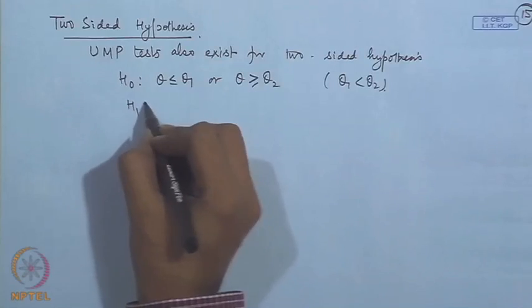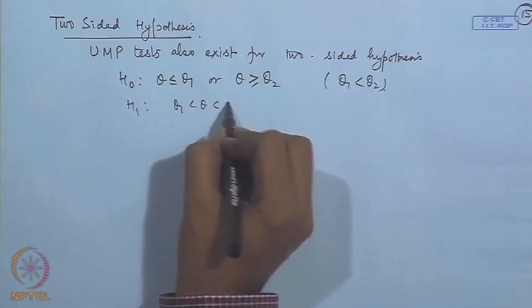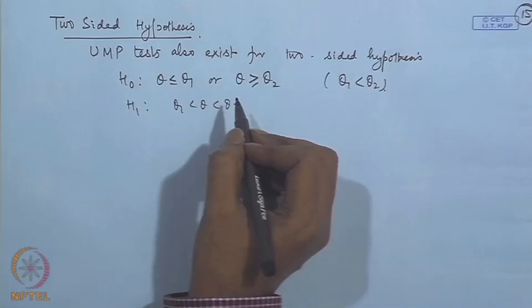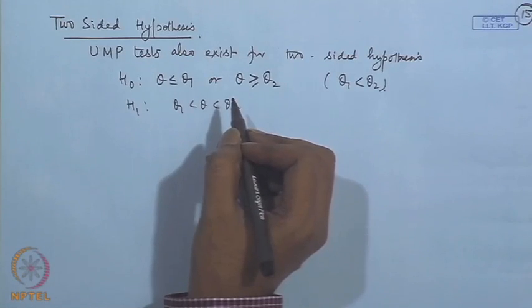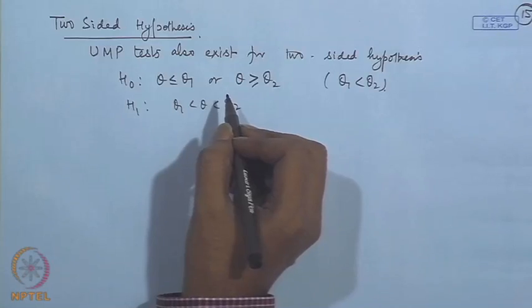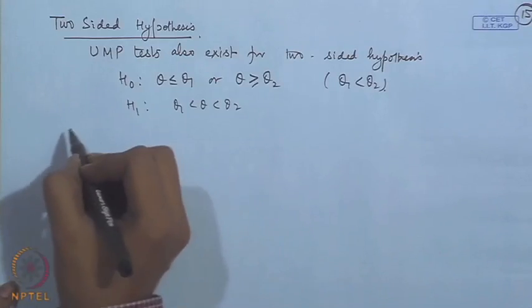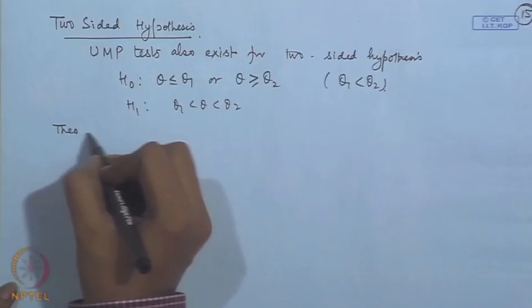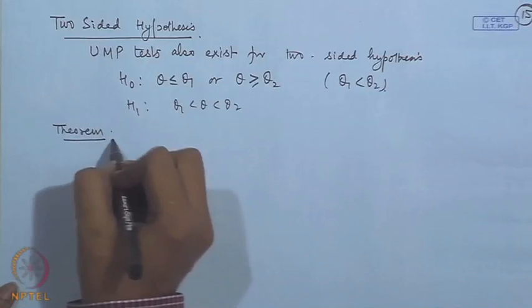We may have, say, H 1 as theta 1 less than theta 2. So, the result is that by the use of the generalization of the Neyman Pearson fundamental lemma, we can actually give the uniformly most powerful test for these situations also. So, we have the following theorem which I will state.